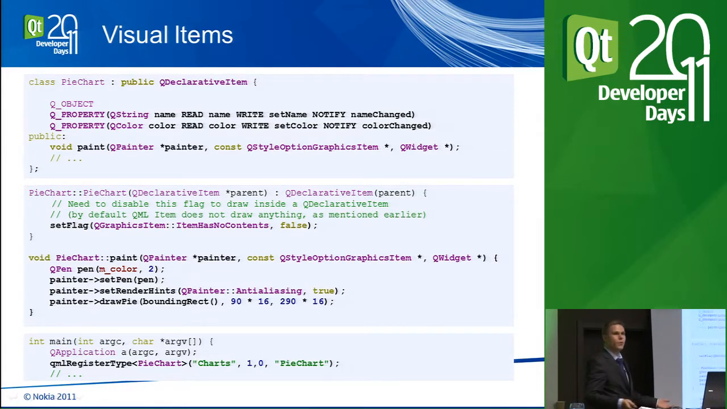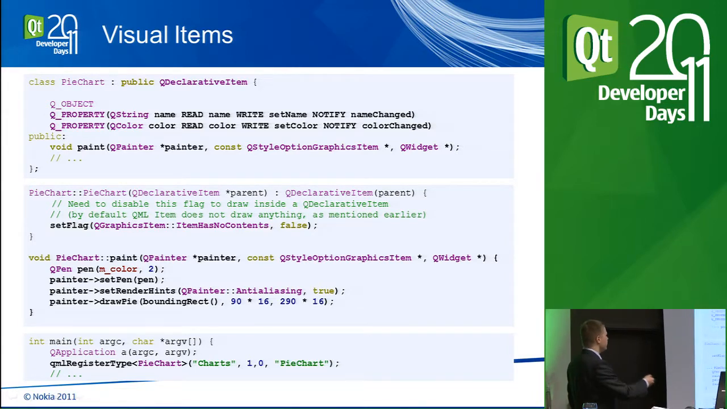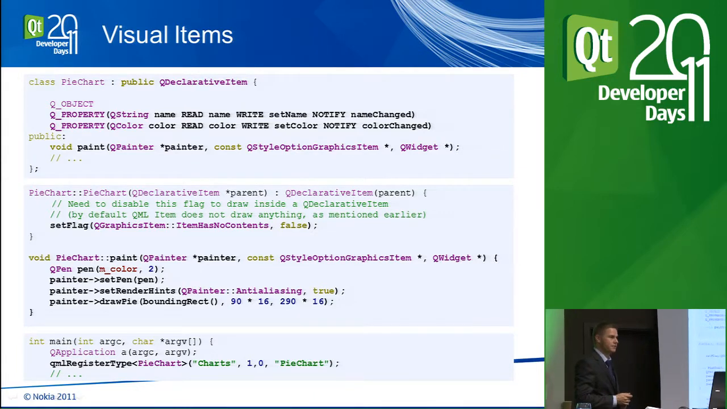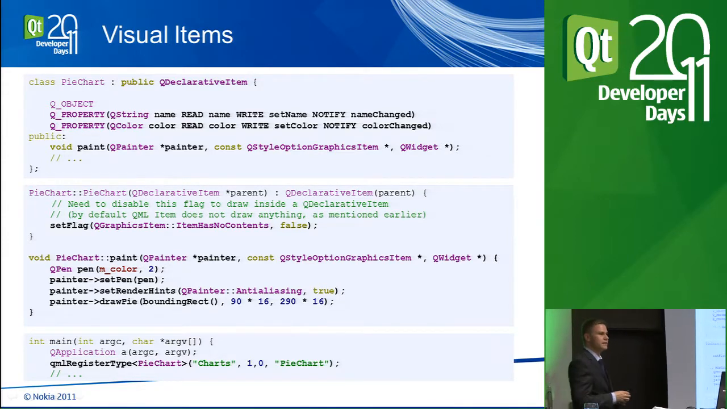Properties are defined in the same way as in the previous example. In addition, in the constructor for the pie chart, we need to disable the flag QGraphicsItem::ItemHasNoContents, because our item has some contents. It's going to draw something for itself. That's basically an optimization in QML.